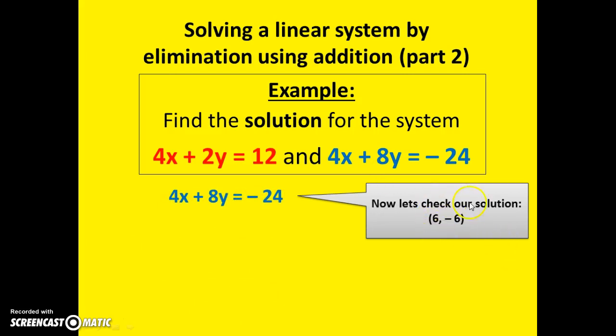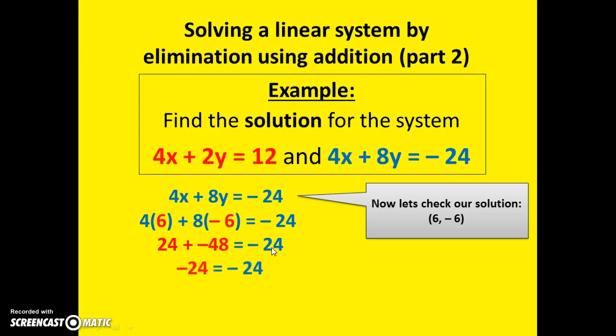Now we can check our solution. Once again, our solution is 6, negative 6. Since we used the red equation in our work, let's use the blue equation to check and make sure our answer is good. So x is 6, y is negative 6, so we're substituting in, and now we're going to evaluate. 4 times 6 is 24. 8 times negative 6 is negative 48, and that's supposed to equal negative 24. When we add those together, we do get negative 24, so negative 24 equals negative 24. We're good. Our check is done.